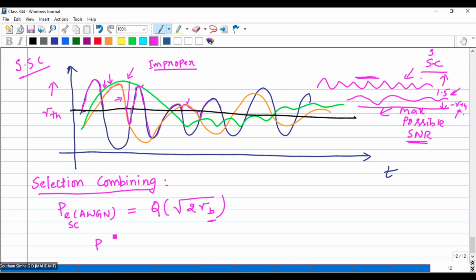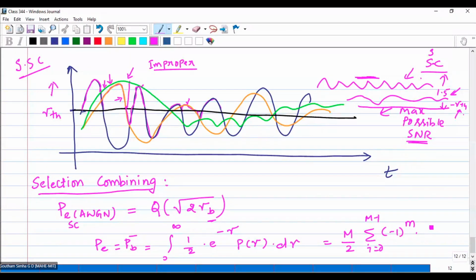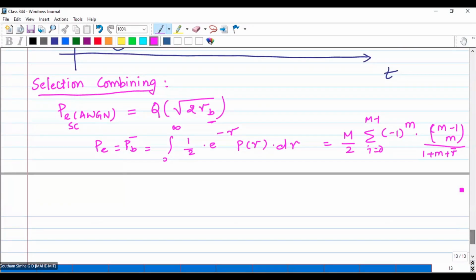This is fluctuating. So probability of error, or PB bar, is equal to the integral from 0 to infinity of 1 by 2 into e to the power of minus gamma into the PDF, that is P gamma d gamma. This will result in some equation: m by 2 summation i equal to 0 to m minus 1, minus 1 to the power of m, m minus 1 choose m, divided by 1 plus m plus gamma. This can also be derived.